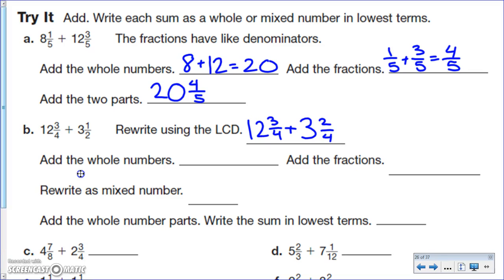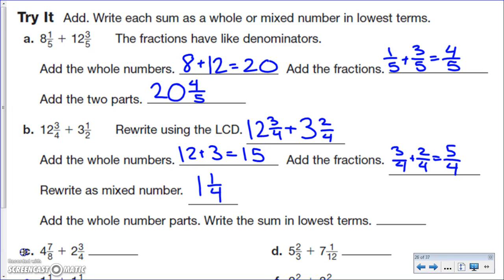Now we can add the whole numbers. 12 plus 3 is 15. And then we're going to add the fractions. We have 3/4 plus 2/4 is 5/4. Now we need to rewrite the 5/4 as a mixed number. So 5/4 becomes 1 1/4. Now we need to add the 15 from the whole numbers to the 1 1/4, so we get 16 1/4.